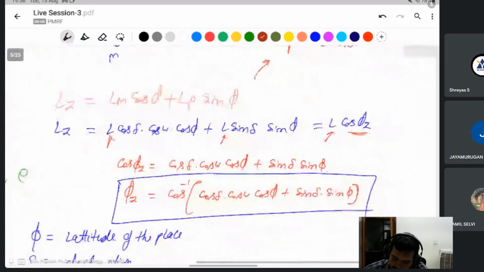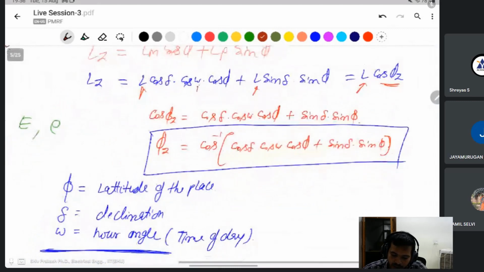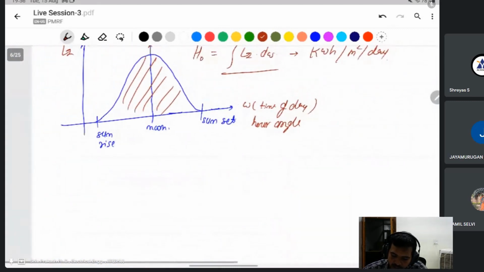This one will be the Lz: L cos del cos omega into cos phi plus L sin del into sin phi. Integrate this one with respect to omega. Omega is one only, one term. You can integrate this one. After that, find the total energy of this one.